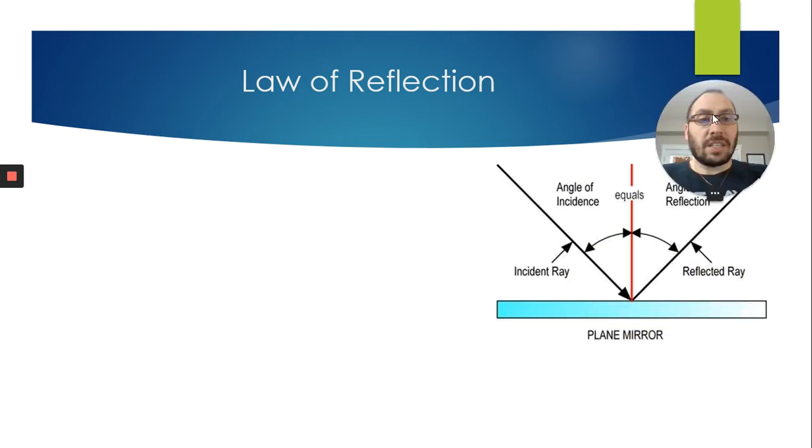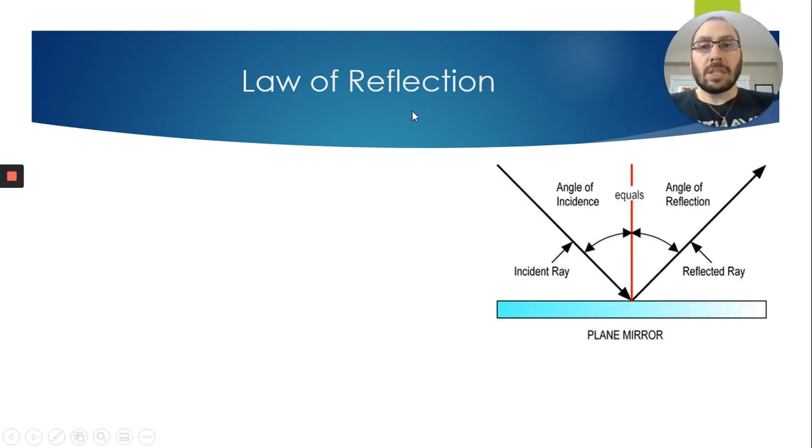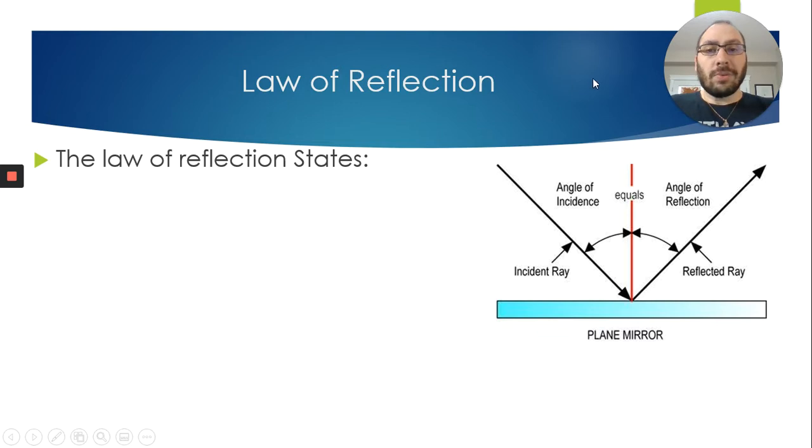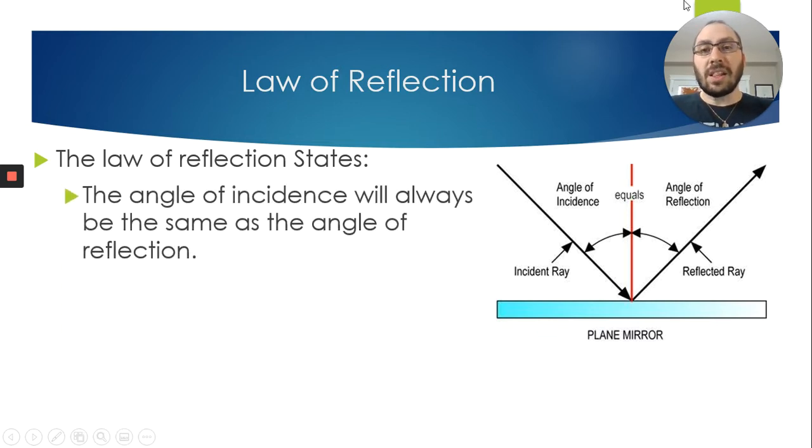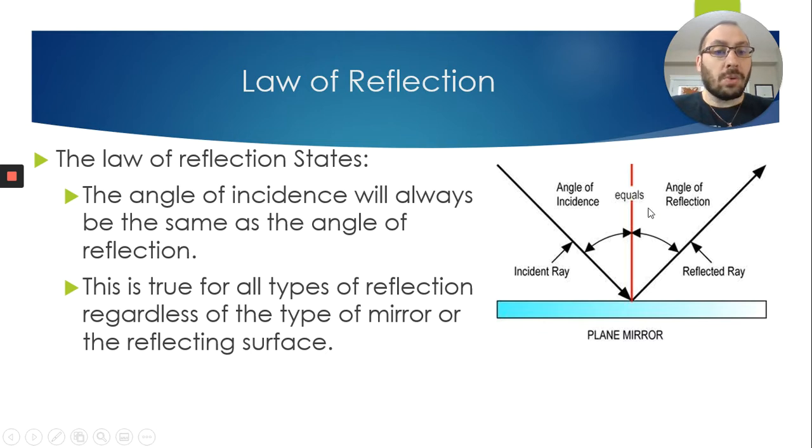So this leads to the scientific law of reflection. Remember, we talked about laws earlier, and I told you guys you're going to try to disprove a law, even though it's not possible. A scientific law is a scientific fact. This is true 100% of the time. So the law of reflection states that the angle of incidence will always, always, always be the same as the angle of reflection. So this angle right here will always be equal to this angle here. This is true for all types of reflection, regardless of the type of mirror, whether it's a flat mirror, a plane mirror, a wavy mirror, a curved mirror, or the reflecting surface, whether it's diffuse reflection or not diffuse reflection.